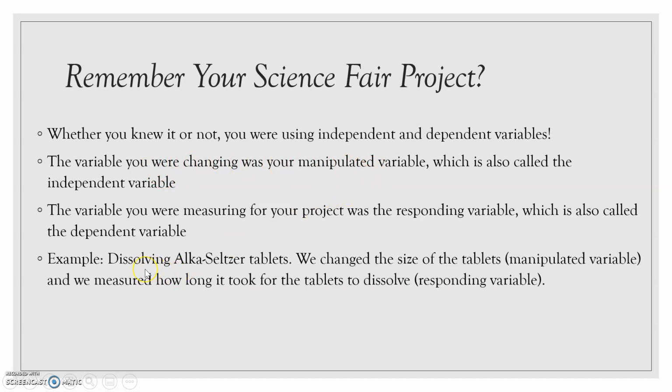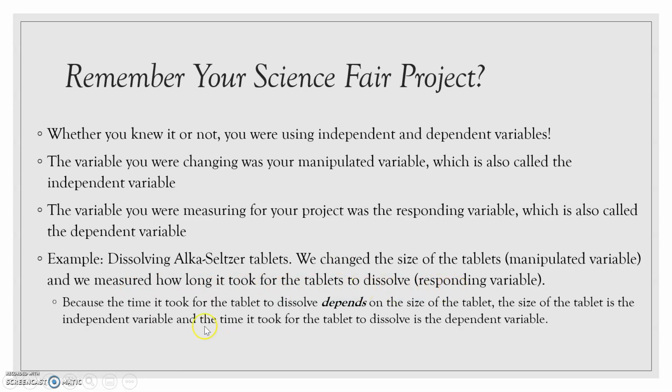I'll give you another example. When we did our Alka-Seltzer dissolving experiment in class, we changed the size of the tablets, so that was a manipulated variable, and we measured how long it took for those tablets to dissolve. That was a responding variable. Now this is where it gets important. The time it took for the tablet to dissolve depends on the size of the tablet. The smaller the tablet was broken down into, the faster it dissolved. The time it took depended on the size of the tablet.